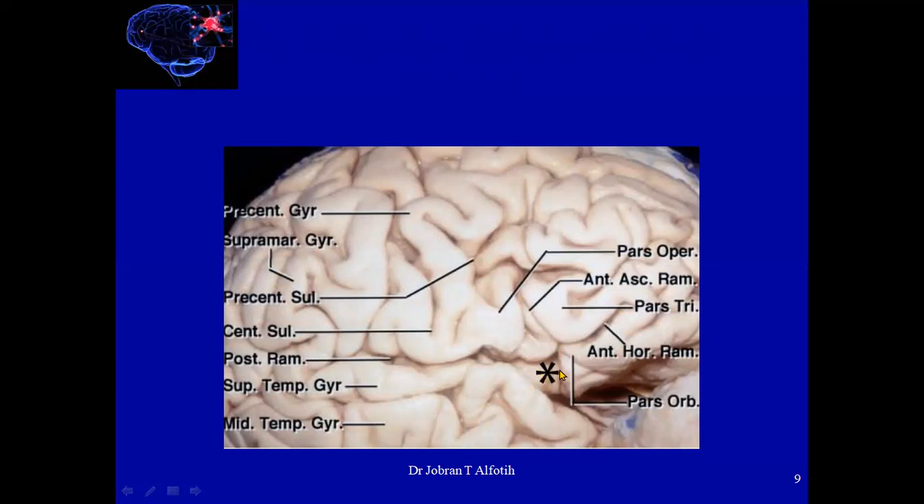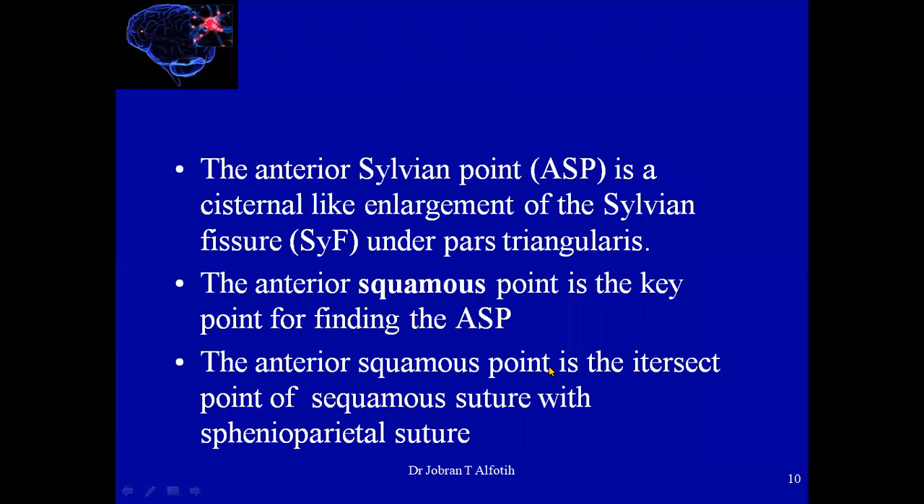We start our dissection of the sylvian fissure from this side because it's very wide, and we proceed toward the parasellar or sellar area with any pathological lesions. So the anterior sylvian point is a cistern-like enlargement of the sylvian fissure under the pars triangularis.